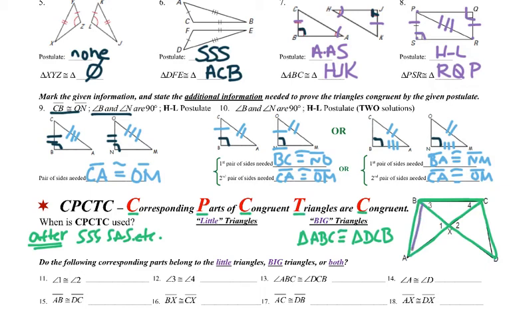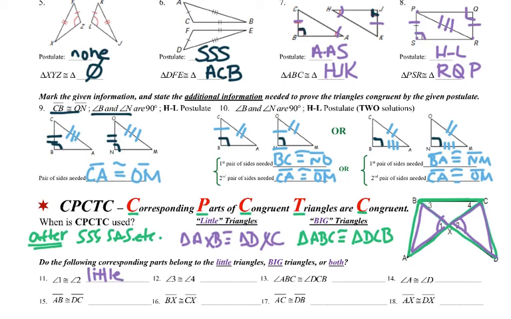The little triangles are this little bow tie inside here. So I'm going to do those in purple. So the little triangles would be like triangle AXB is congruent to triangle DXC. And they're going to give you either a pair of sides or a pair of angles, and you have to say, is it in the little triangles, is it in the big triangles, or is it in both triangles? So the first pair is angle 1 and angle 2. Do you agree that those are in the little triangles?